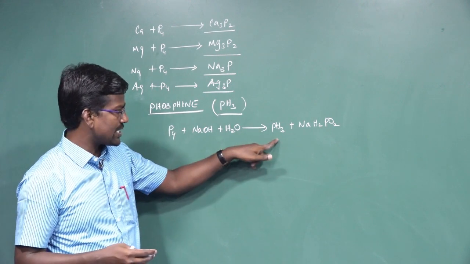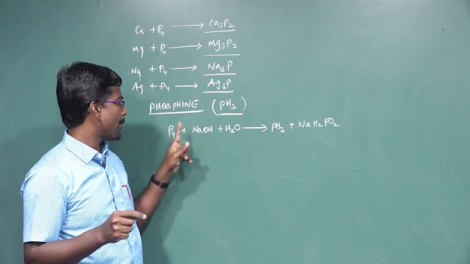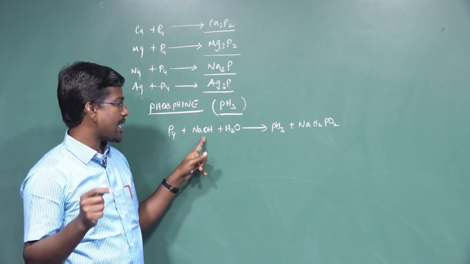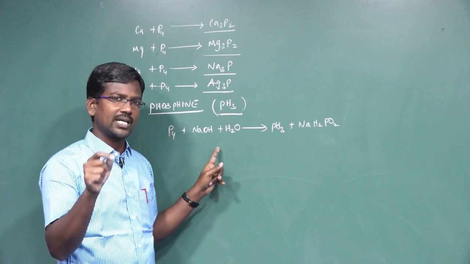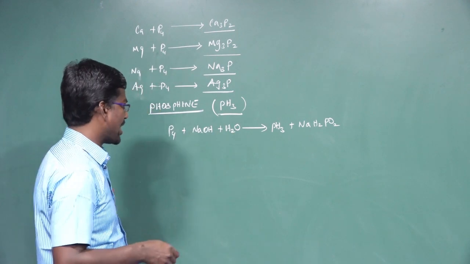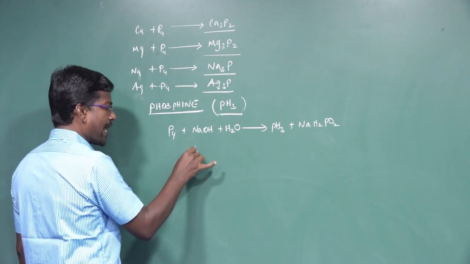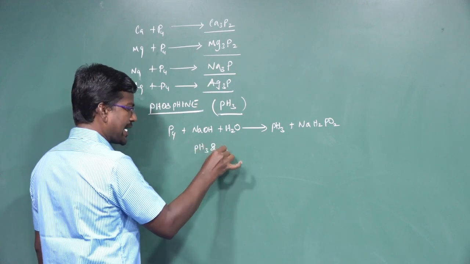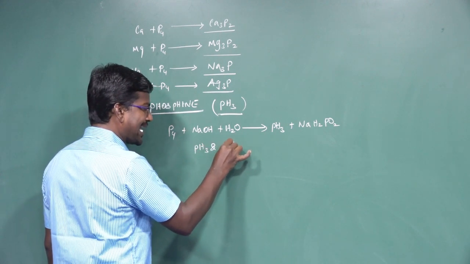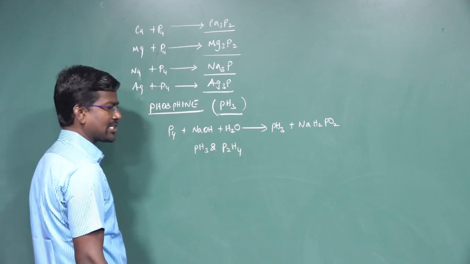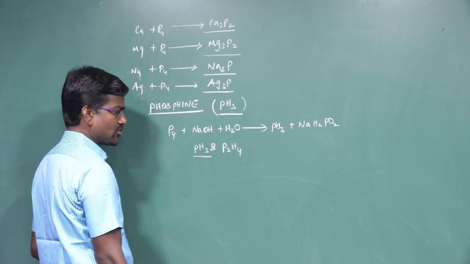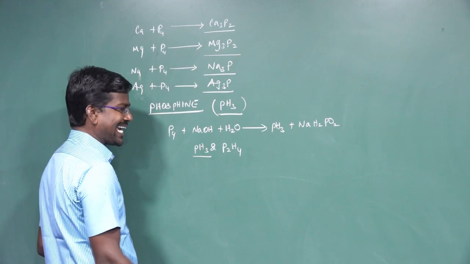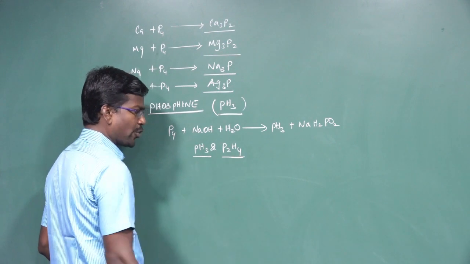So phosphine PH3 can be prepared from phosphorus reacting with caustic soda or sodium hydroxide in the presence of an inert atmosphere of carbon dioxide or hydrogen. From this reaction, a mixture of phosphine PH3 and phosphine dihydride P2H4 is obtained.